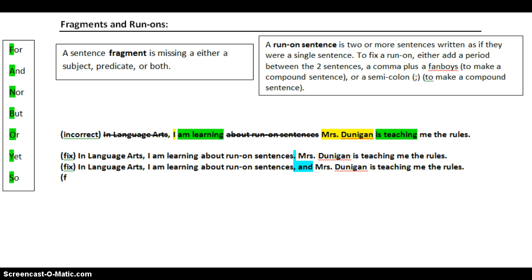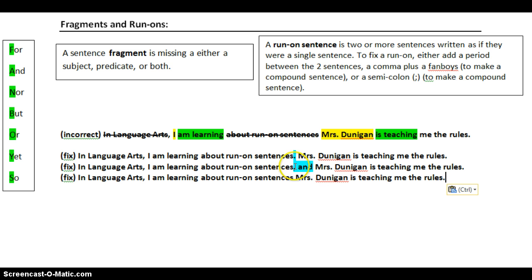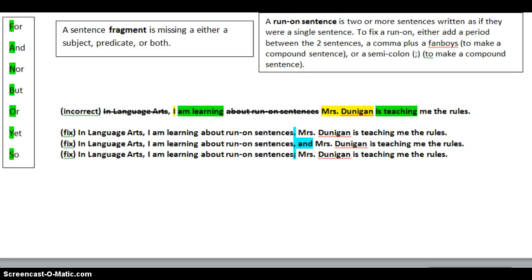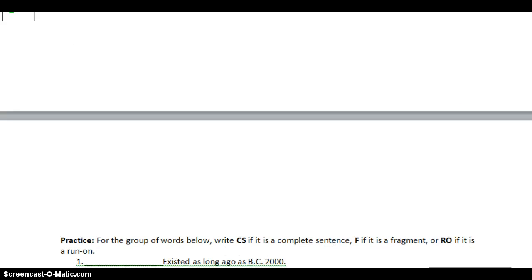All right, so we've got one more fix that we talked about. Instead of the comma fanboy, I can choose to insert the semicolon. Okay, so in fix 1, I'm making two separate sentences, two simple sentences. In fix 2 and fix 3, I am actually forming a compound sentence correctly. All right, so let's try this.